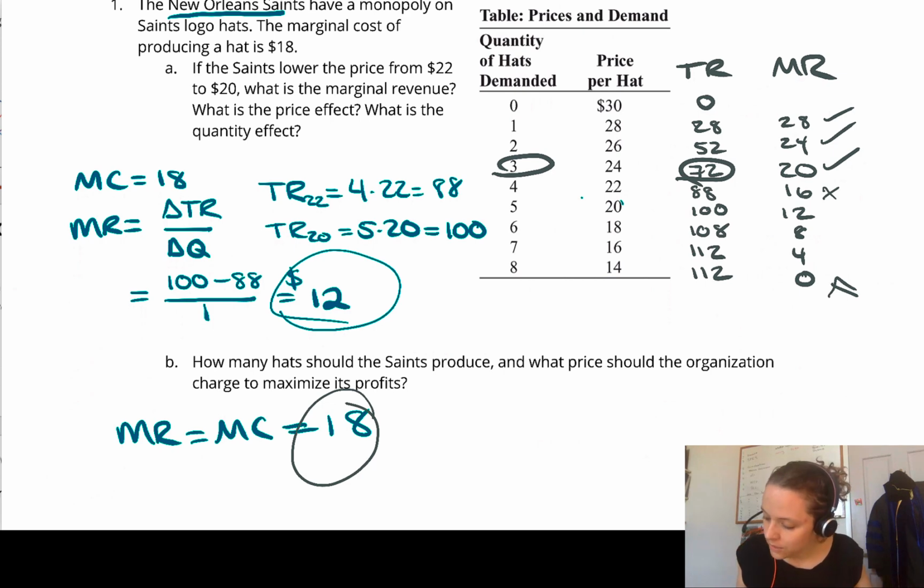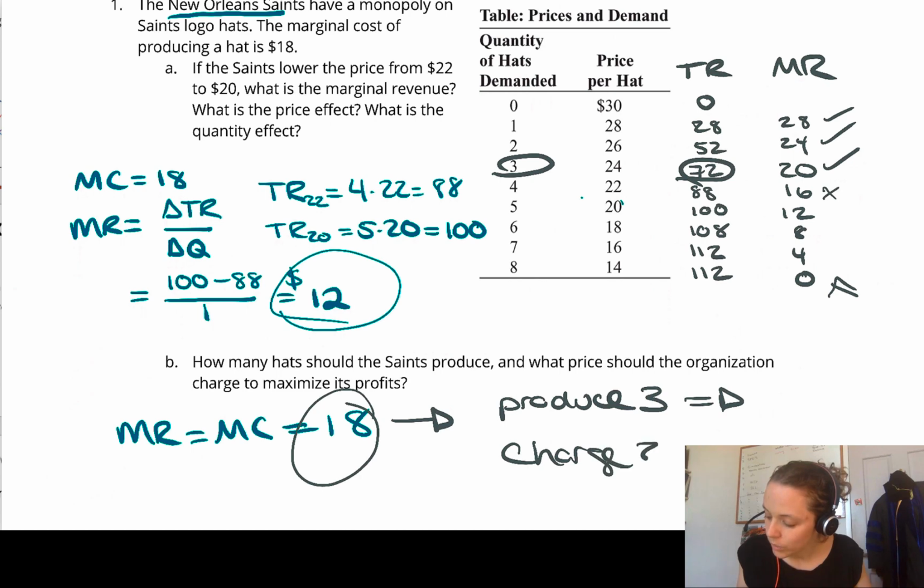So what that means is that they should produce 3, and following the demand curve, they should charge 24. Now remember, in perfectly competitive markets, the market would bear our marginal cost. We'd set marginal revenue equal to marginal cost, and marginal revenue was price. And so those things would all be 18. But here we've been able to jack up the price because of that monopoly power.